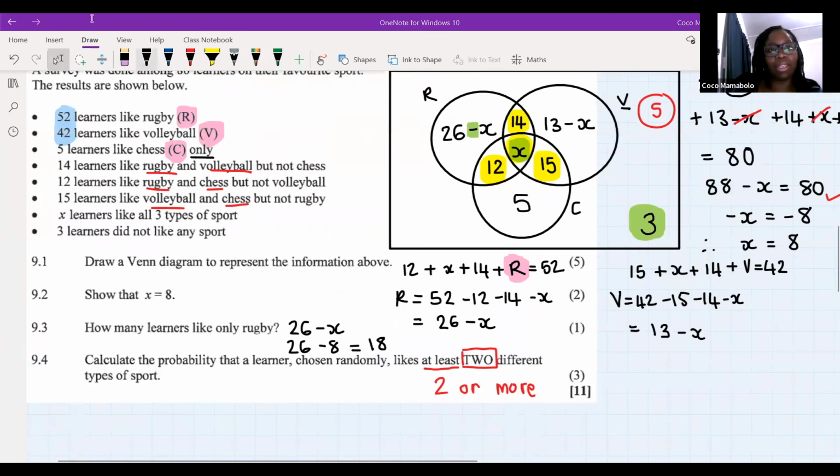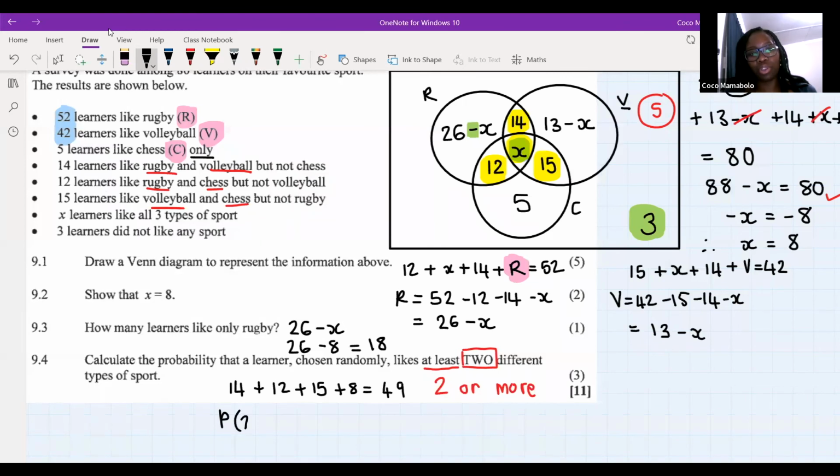Can you guys give me a number? We're going to have 14 plus 12 plus 15. And remember, we figured out that our x is 8, plus 8. That will give us a specific number, 49, good. Thank you, Nick. It's 49. Because it's the probability of two or more, we would have to put it over the entire sample space. So it would have to be 49 over 80.